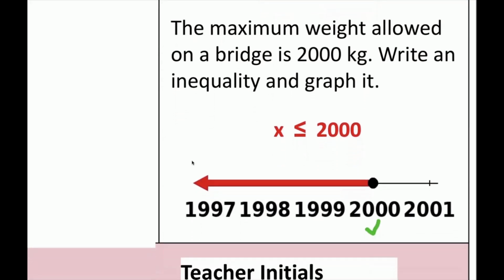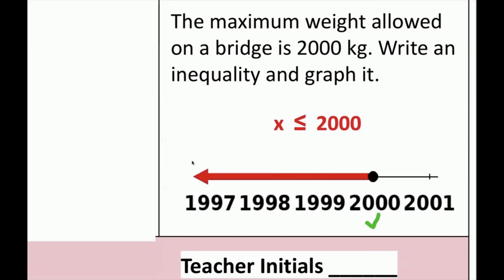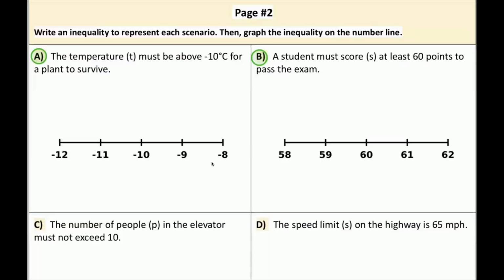Once you finish checking your work for example D, go ahead and check in with your teacher to get any additional feedback. Come back to the video when you're ready for page 2. On page 2, complete just examples A and B. Once you finish these two problems, come back to the video to check your work.